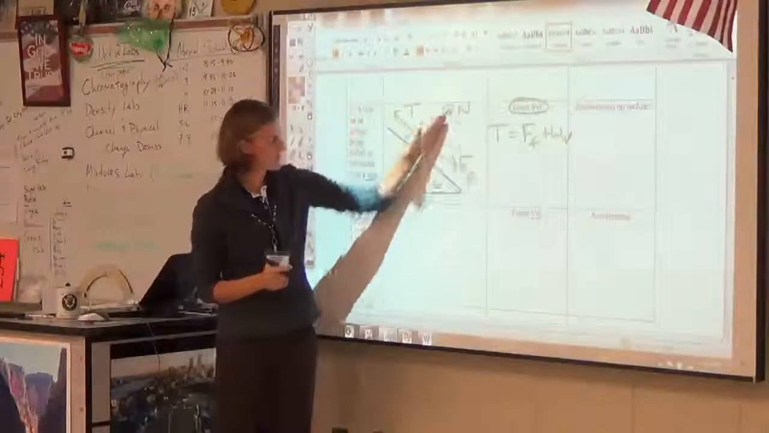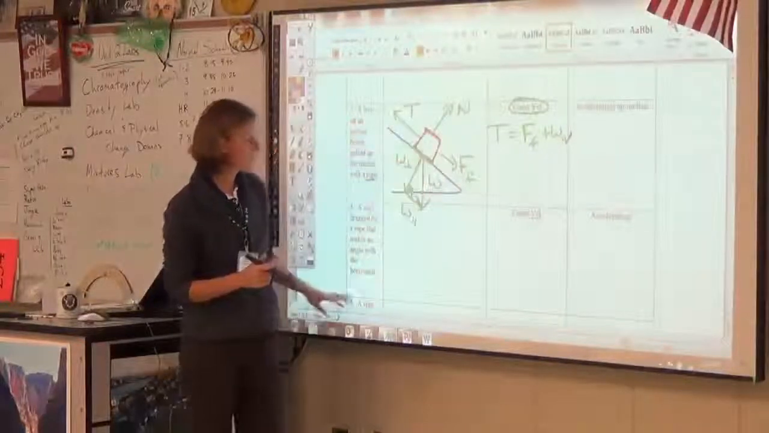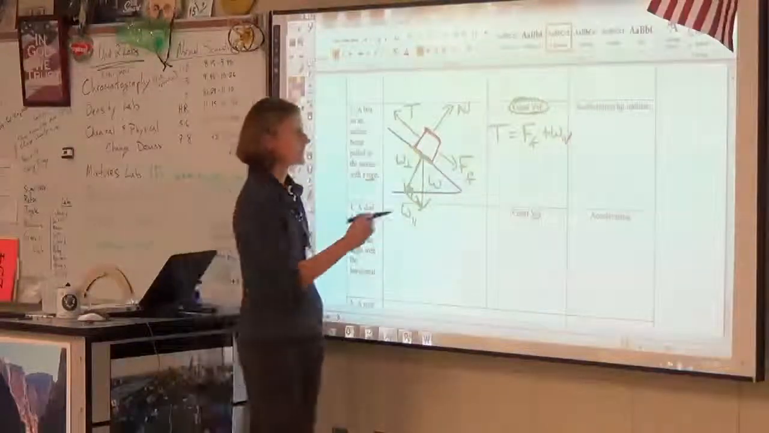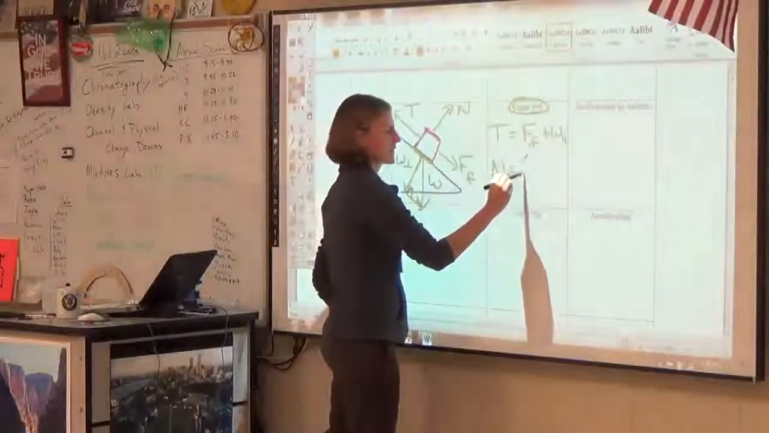Now I need to analyze the direction perpendicular to that. So what else would be true? Normal force equals weight. Perfect.